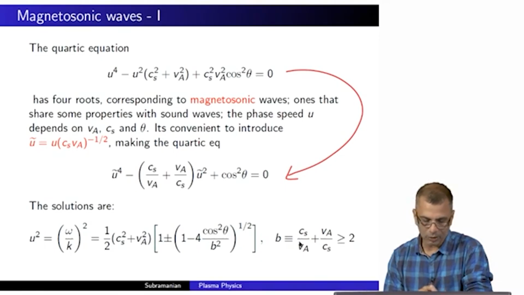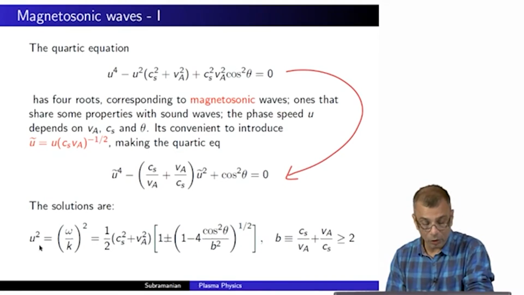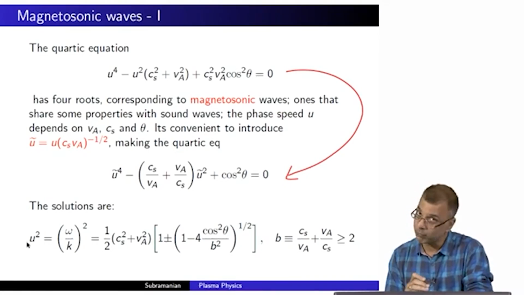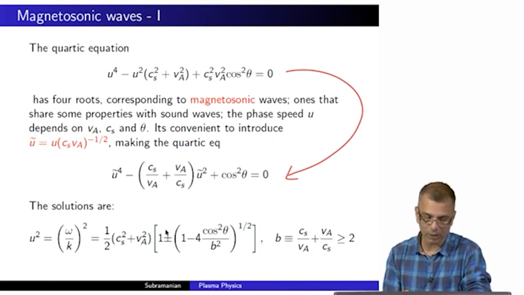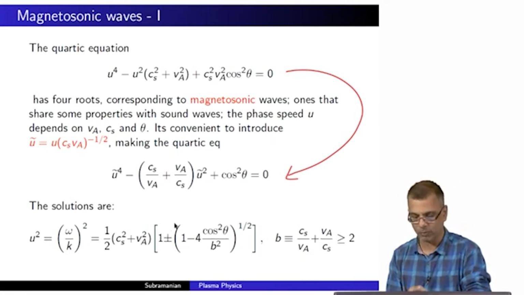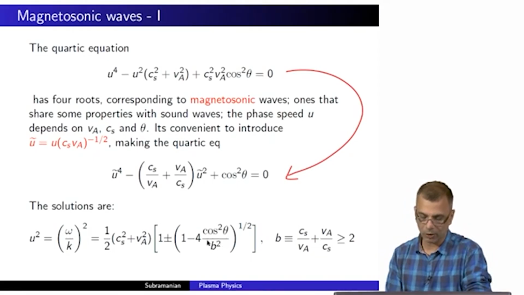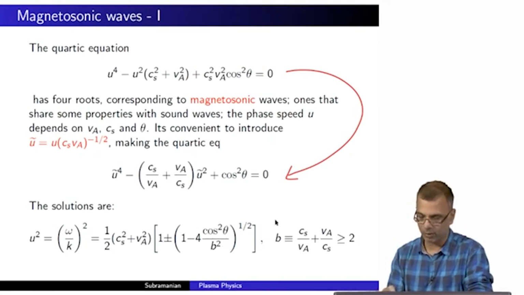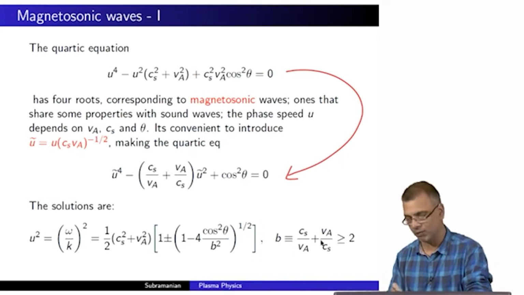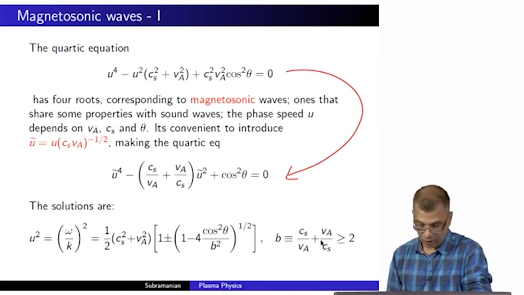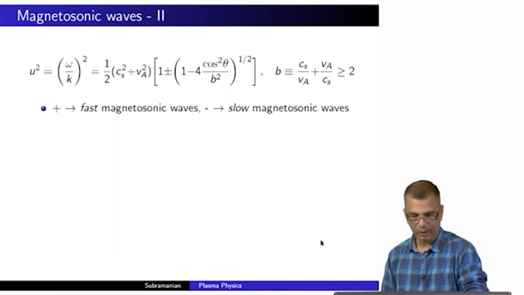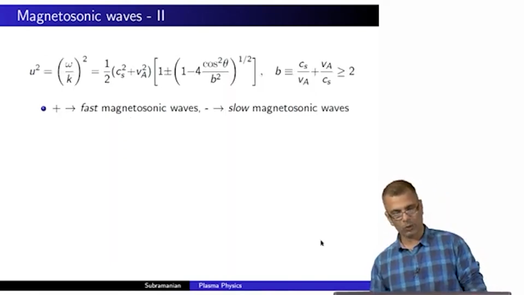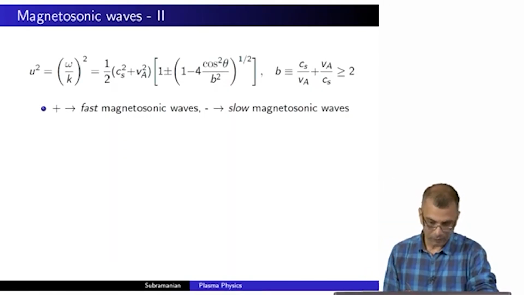All right. So there are 2 roots corresponding to u plus and u minus, roots for u squared. Okay, not just for u. The roots for u squared themselves are double valued. Okay, you can have a plus branch and a minus branch, where this quantity b is defined by cs over Va plus Va over cs. Okay, this is a little complicated, so I'll repeat this in the next slide. Right. This is what that equation looks like.